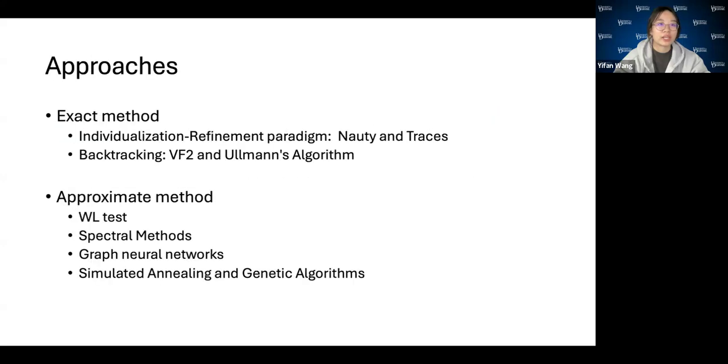More recently, machine learning techniques have become very popular. Therefore, some graph neural networks and hypergraph neural networks have been developed to learn the patterns in the graph structure, and they provide a probabilistic measure of the similarity between graphs. Finally, some optimization techniques like simulated annealing and genetic algorithms use an iterative process to refine the potential solutions.